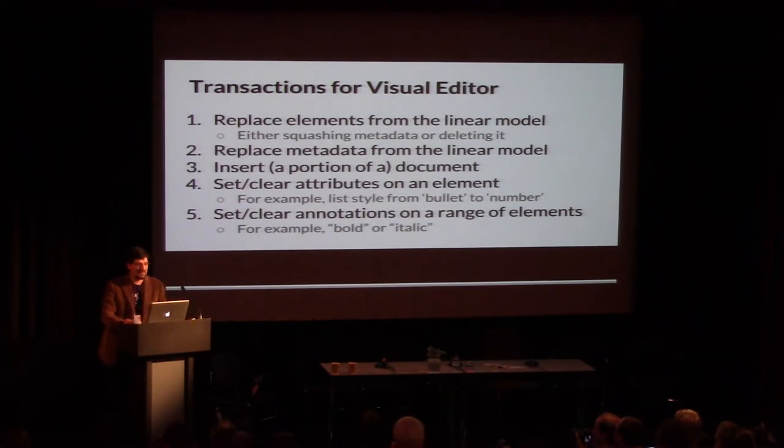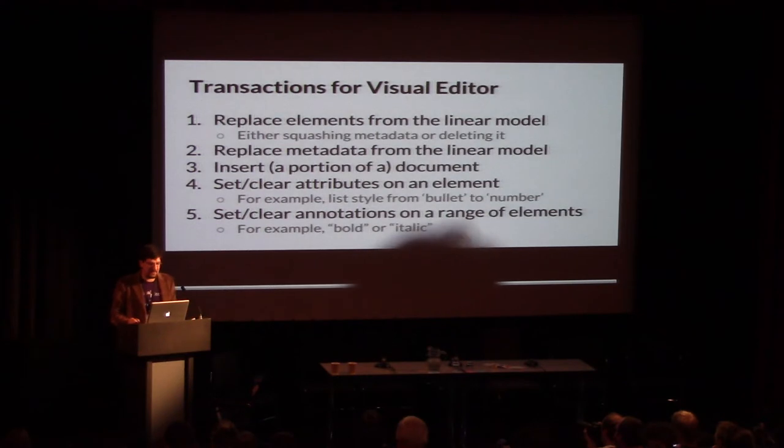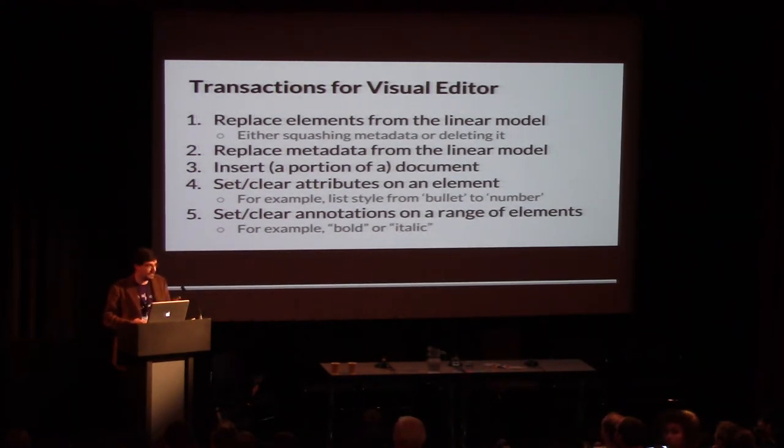So you can replace elements with the linear model, and again, that's usually moving that metadata someplace else so it's not accidentally deleted. But you can delete it, and I have no idea why you'd want to do that, but it's in the model. You can replace the metadata in the linear model. If you change the category tag in Visual Editor, it will replace that.